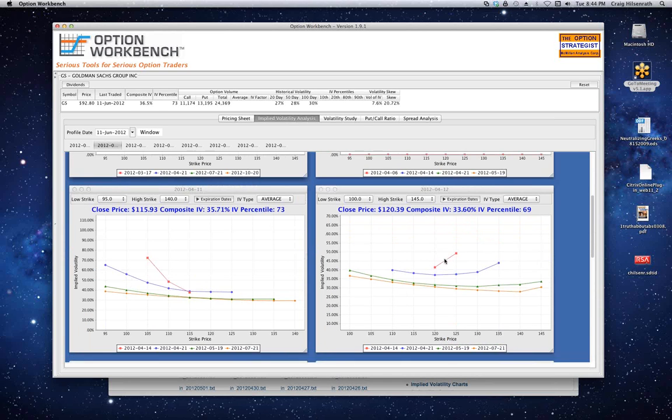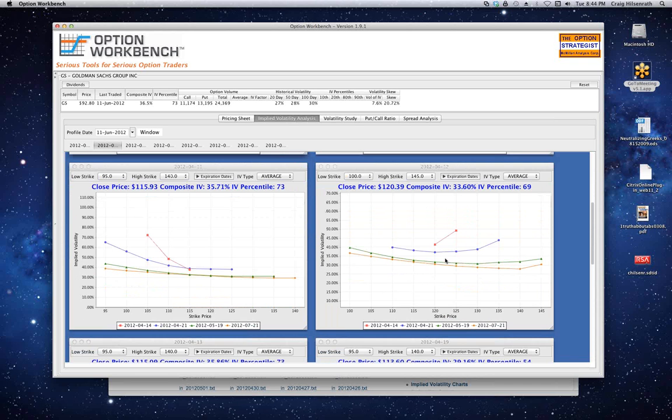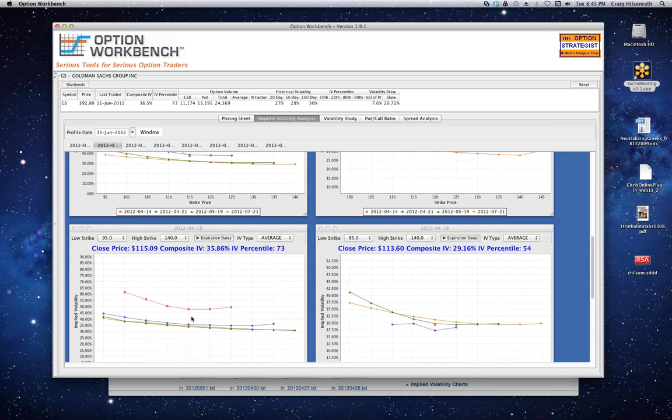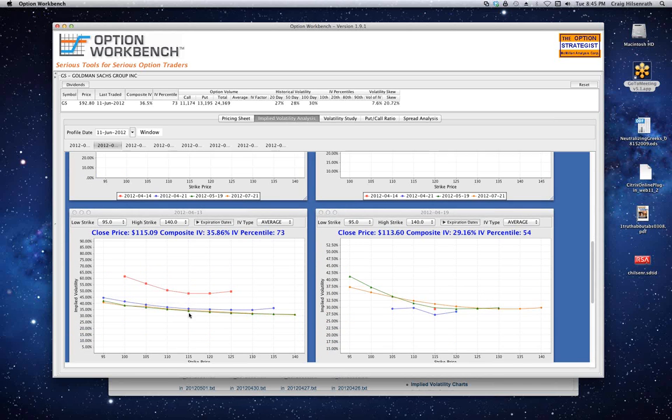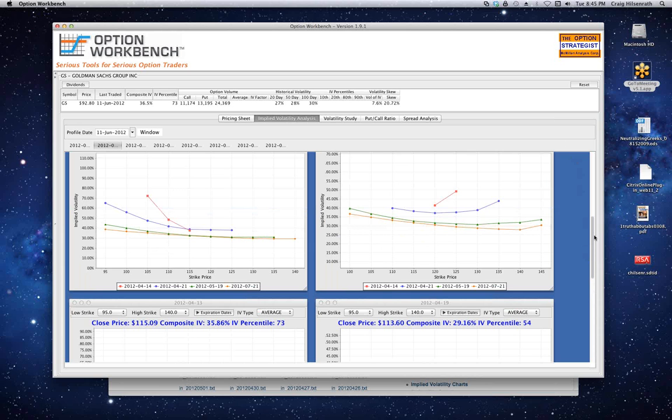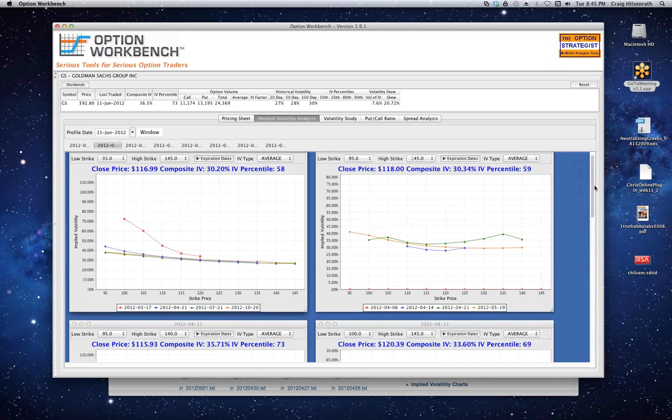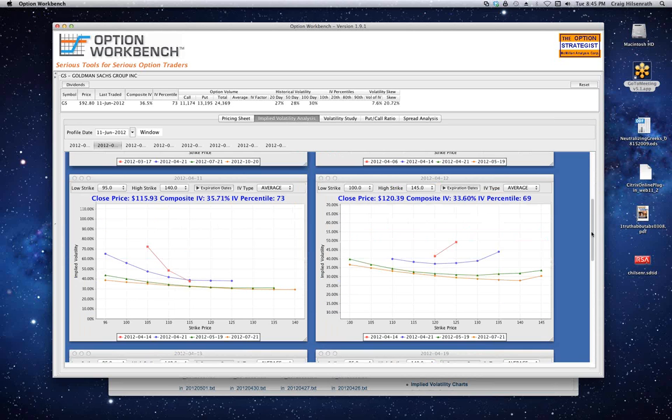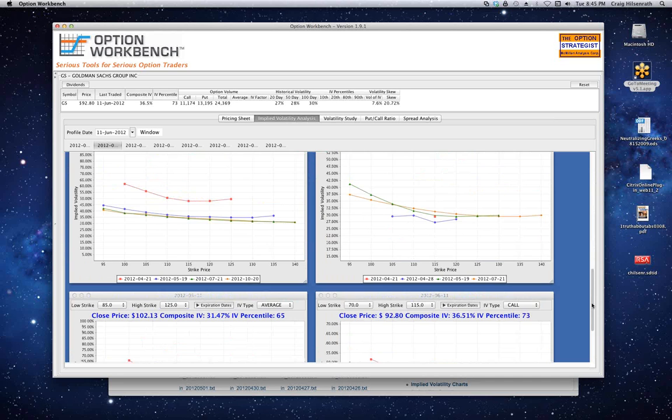I probably missed by a couple of days. They probably announced on the 13th because this is where the skew is most pronounced. But this gives you a little bit of a slideshow of what the volatility smile looked like around a specific date. And you can pick as many dates as you want.